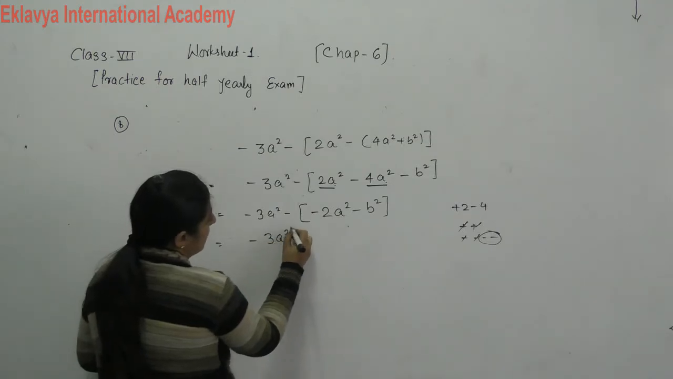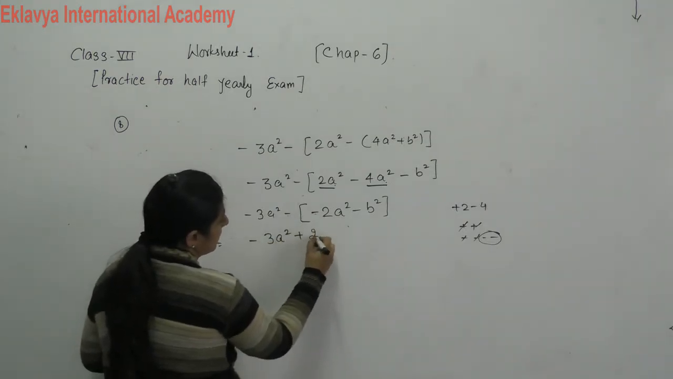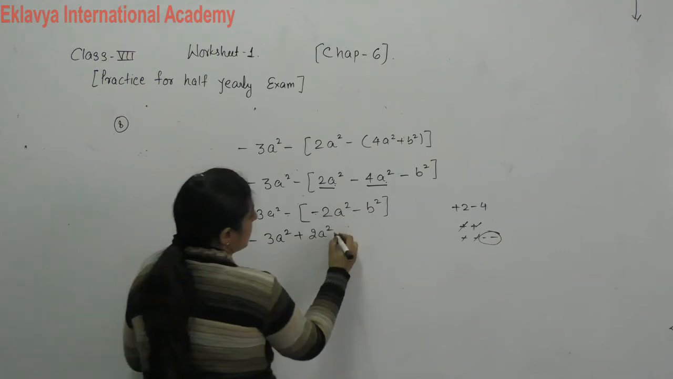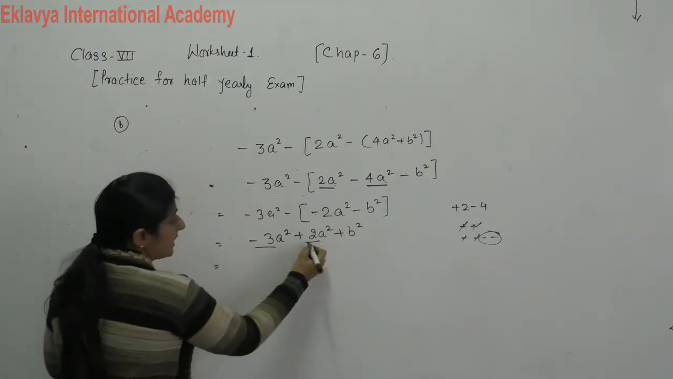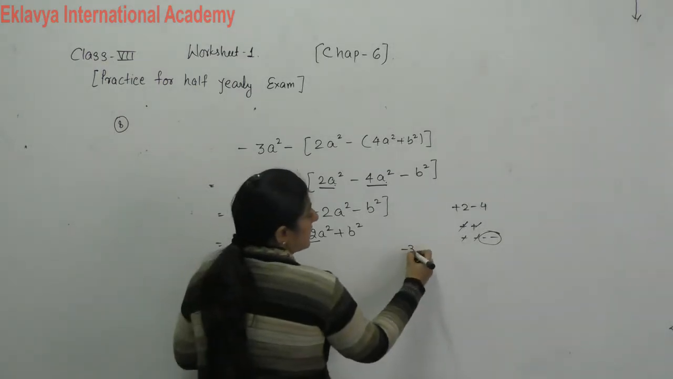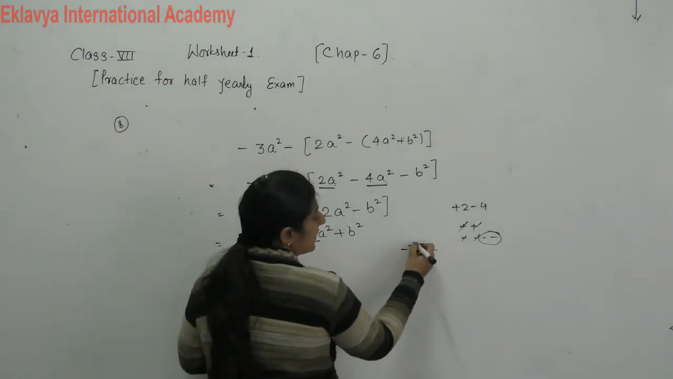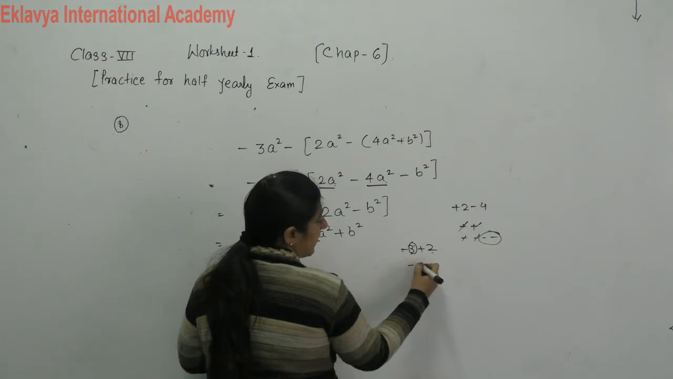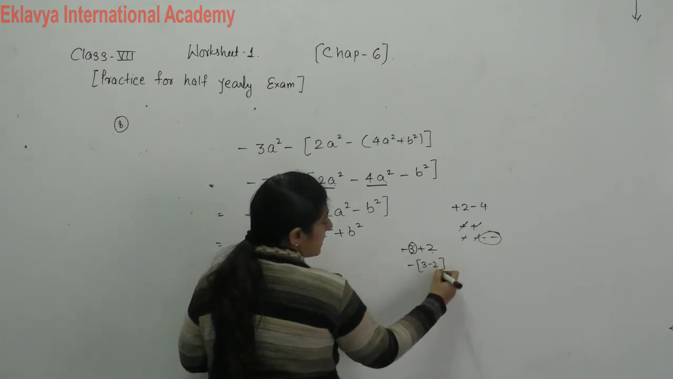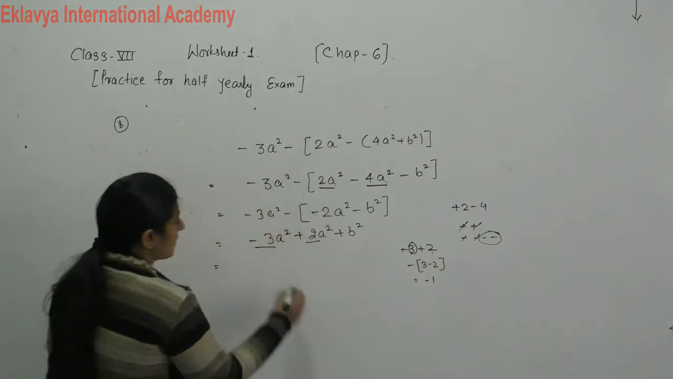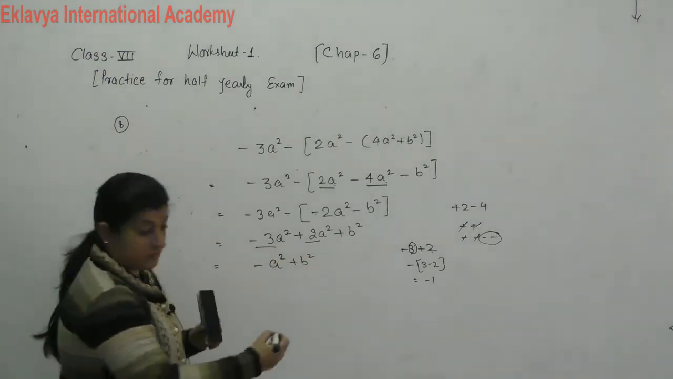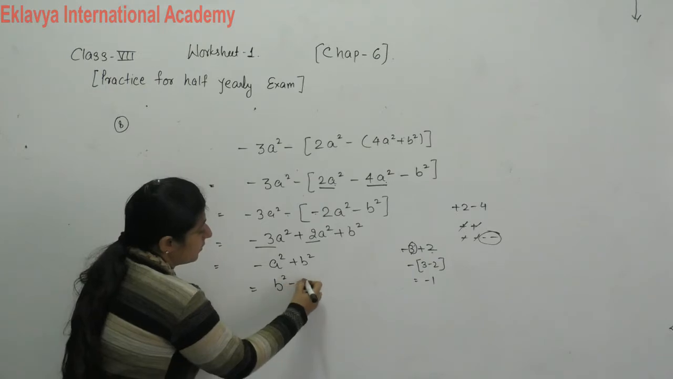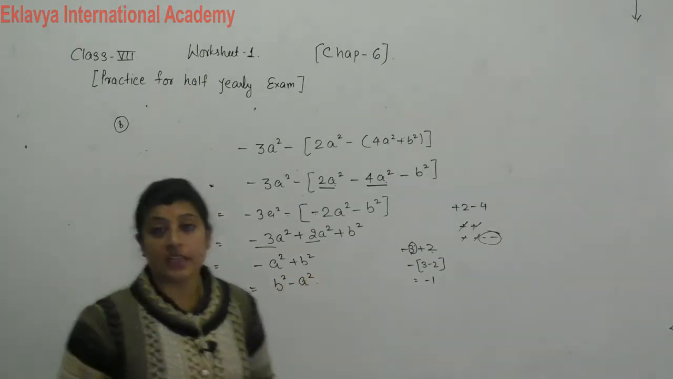Minus 3a square minus minus 2a square plus b square. Minus 3 plus 2: which one is greater? 3, but the sign is minus, so this is equal to minus 1. That is equal to b square minus a square.